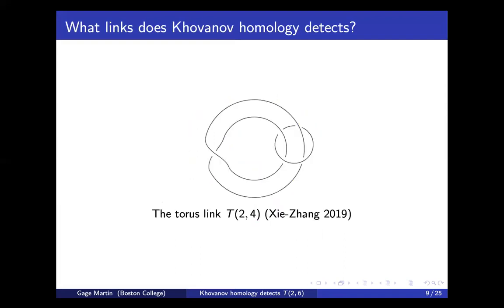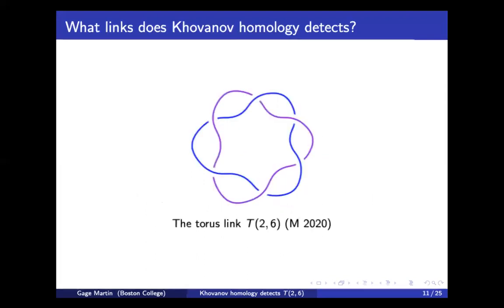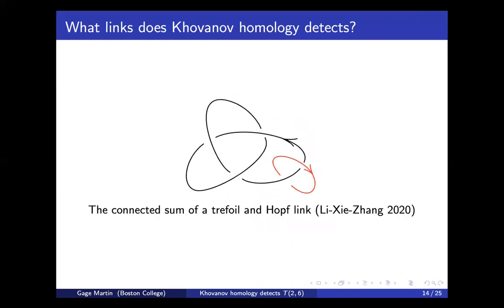And since then, G and Zhang have shown Khovanov homology detects the torus link T24, and also that Khovanov homology detects the connect sum of two Hopf links. And recently I showed that Khovanov homology detects the torus link T26, which would be some extension of the results that Khovanov homology detects the Hopf link T22 and the torus link T24. And since this, there's been some other work showing Khovanov homology detects the link L6N1, the link L7N1, and the connected sum of a trefoil and a Hopf link.